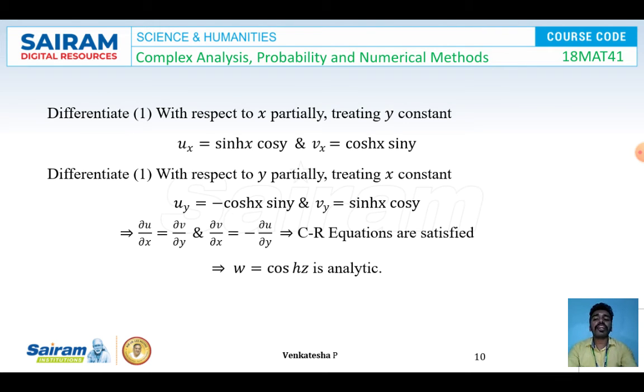So on differentiating 1 with respect to x partially, treating y constant, I got ux is equal to sin hyperbolic x cos y and vx is equal to cos hyperbolic x sin y. And differentiating 1 with respect to y partially, treating x constant, I got uy is equal to minus cos hyperbolic x sin y and vy is equal to sin hyperbolic x cos y. So we can say that this ux is exactly equal to vy and this vx will be equal to minus uy. So hence dou u by dou x is equal to dou v by dou y we got and dou v by dou x is equal to minus dou u by dou y we got. It implies CR equations are satisfied. It implies w is equal to cos hyperbolic z is analytic.